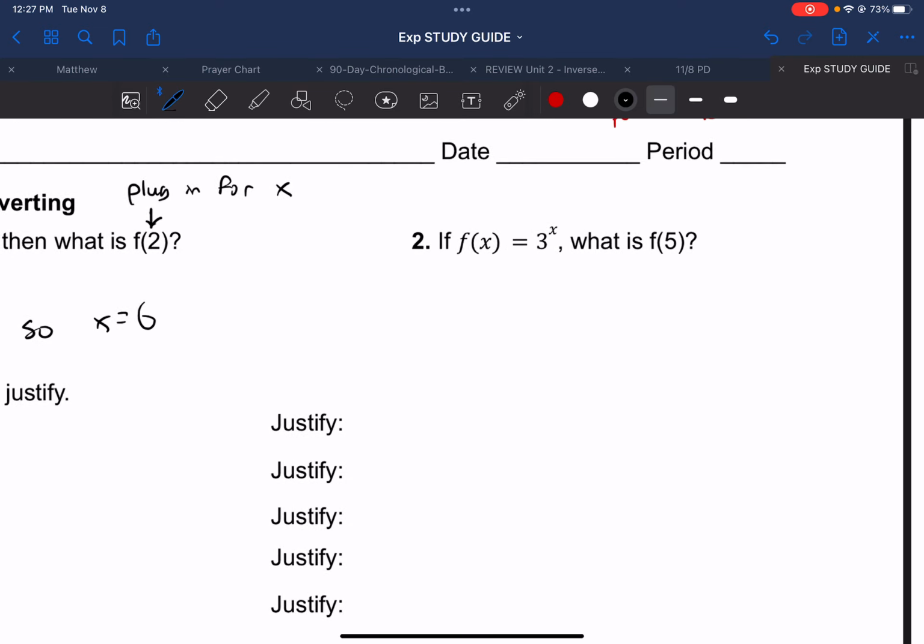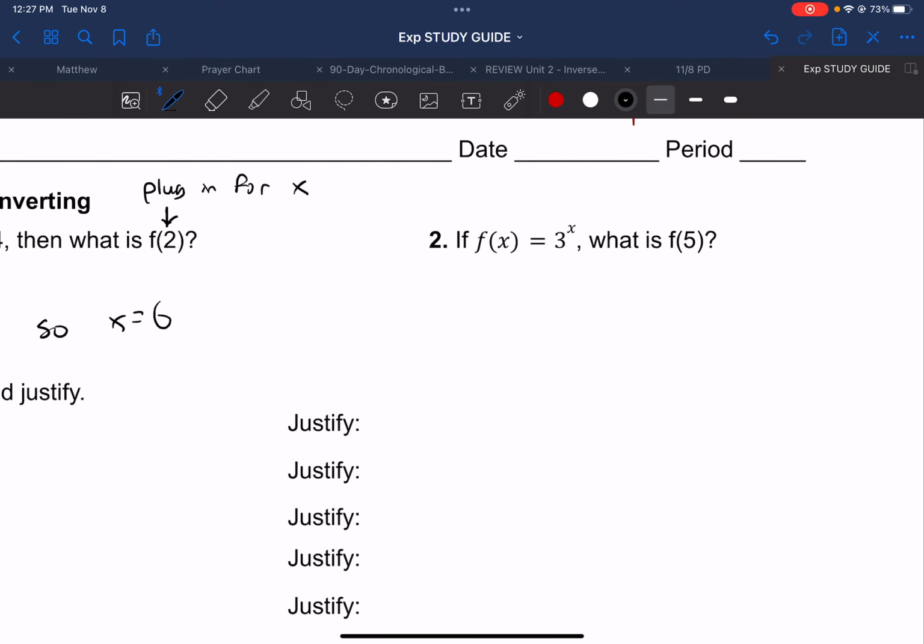Okay, same thing here. This one's easy. This is saying if I have 3 to the x, I plug in 5 here. So 3 to the 5th power, pretty easy. Just type it into your calculator. That gives you 243. Okay?